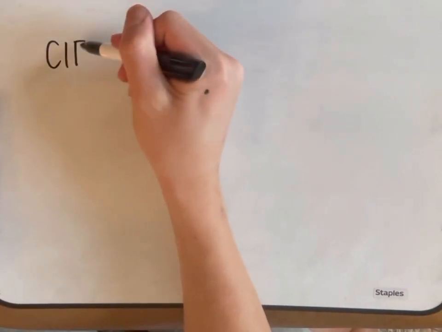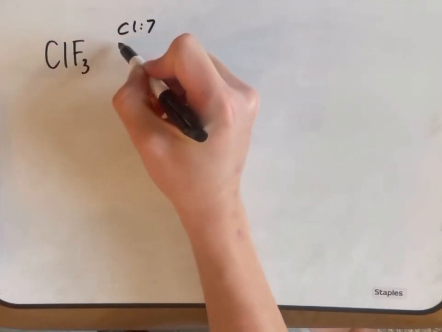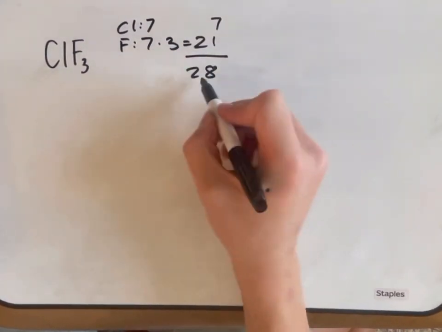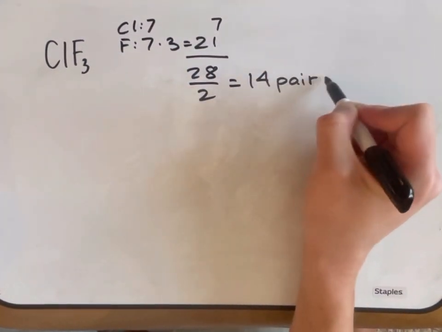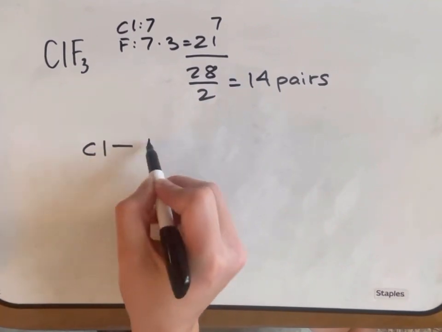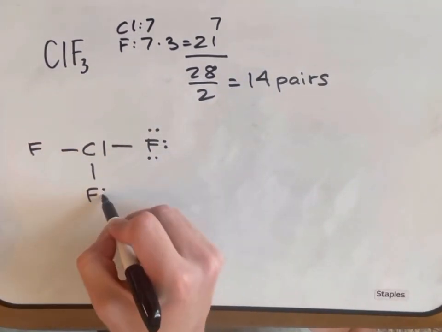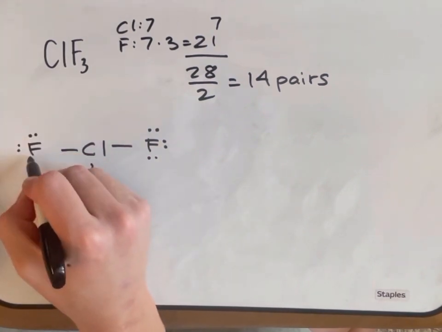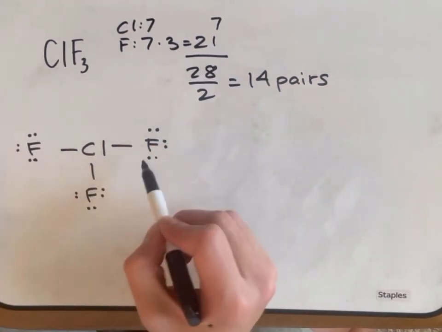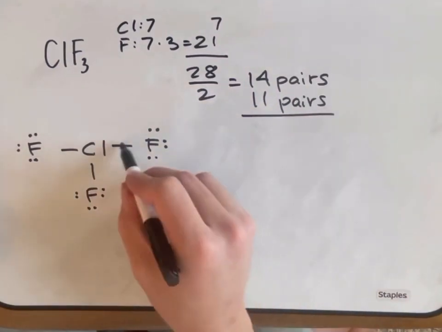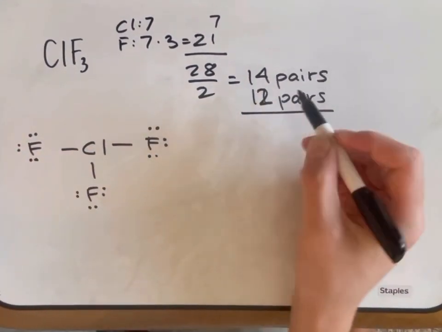All right, let's do a more difficult question in reference to expanded octet. So we have ClF3. Cl has 7, F has 7, so our total is 28, and we have 14 pairs. So Cl is going to go in the middle, F's on the outside, and we're going to just give up all our pairs. So as we can see, all the F's fill the octet, but we have 2 pairs left.